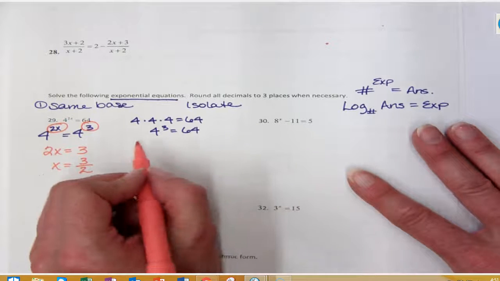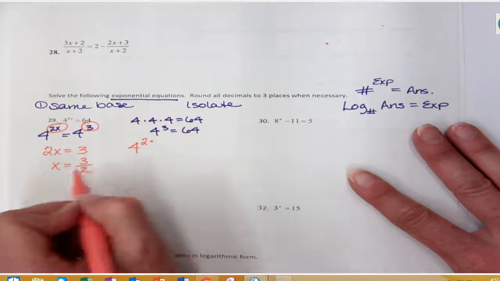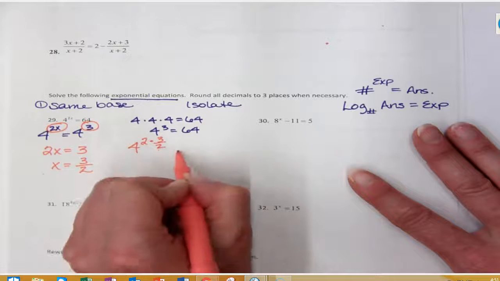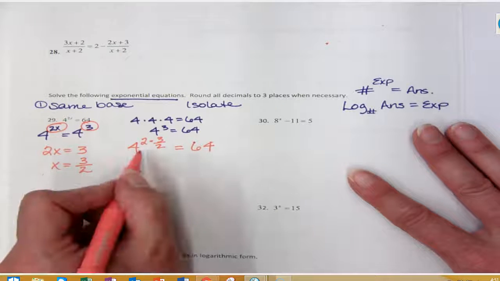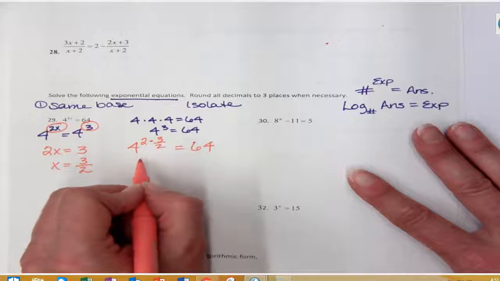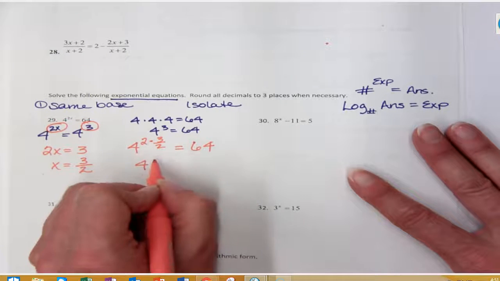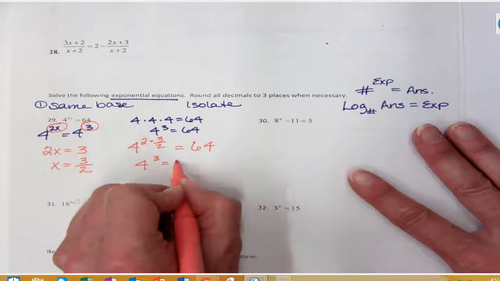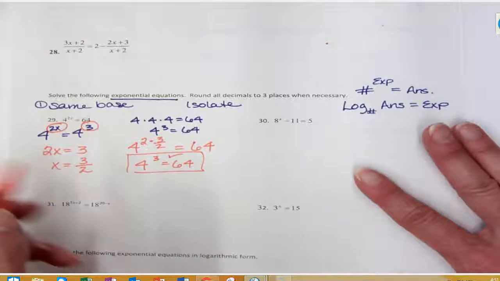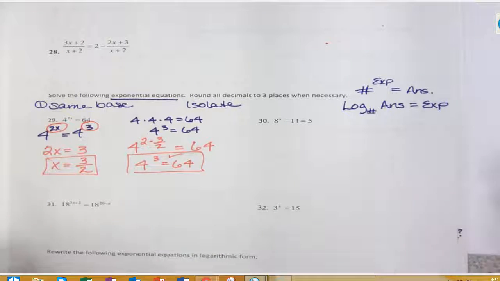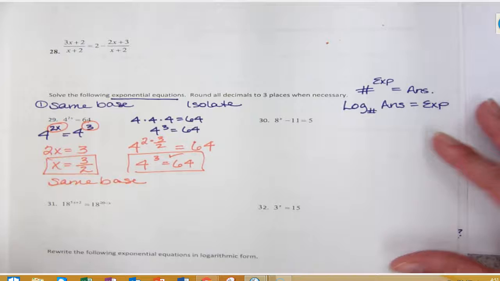And as we kind of talked about before, let's check that answer. So 2 times 3 over 2, does that actually equal 64? Well, when you multiply 2 times 3 over 2, you're going to get 3. The 2's will cancel out, so 4 to the third power. And that does, in fact, equal 64. So I've checked my answer. Okay? So that is where we find the same base. That's a problem with the same base.